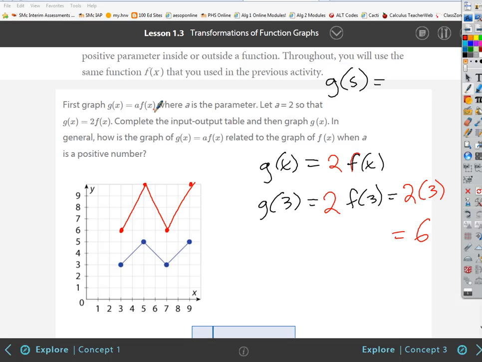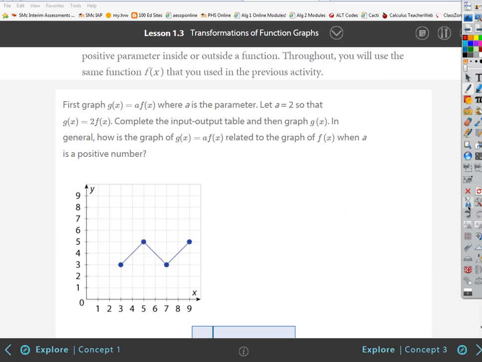Greater than 1. Agreed? If I multiply a number by a number that's bigger than 1, is it going to get bigger? What kinds of values of a are going to make the function compressed? Less than 1. Greater than 0, right? So they're positive, but less than 1. Agreed? If I were to multiply this by, let's just see what would happen.